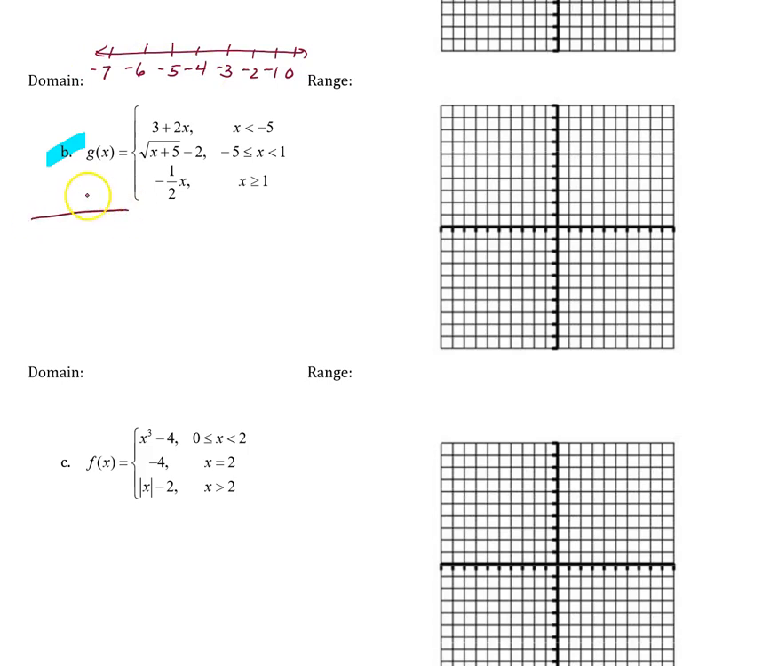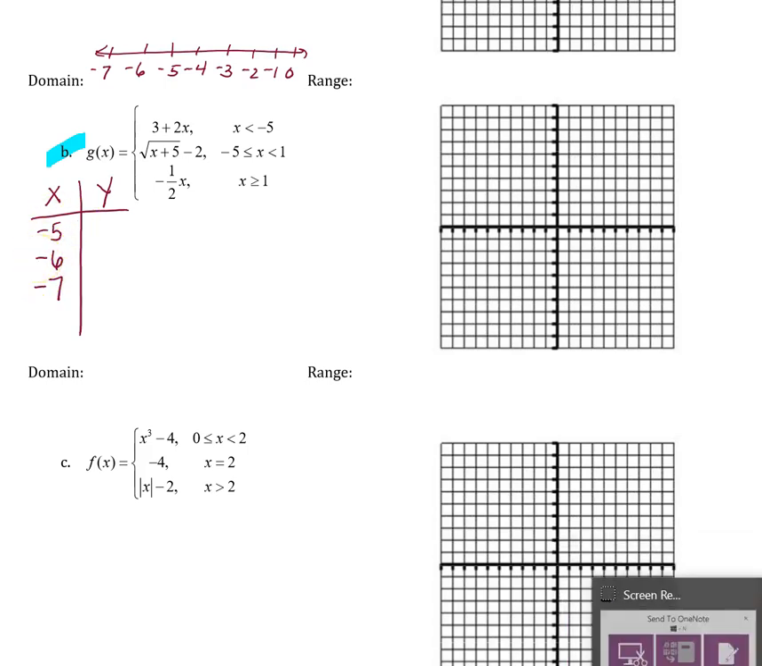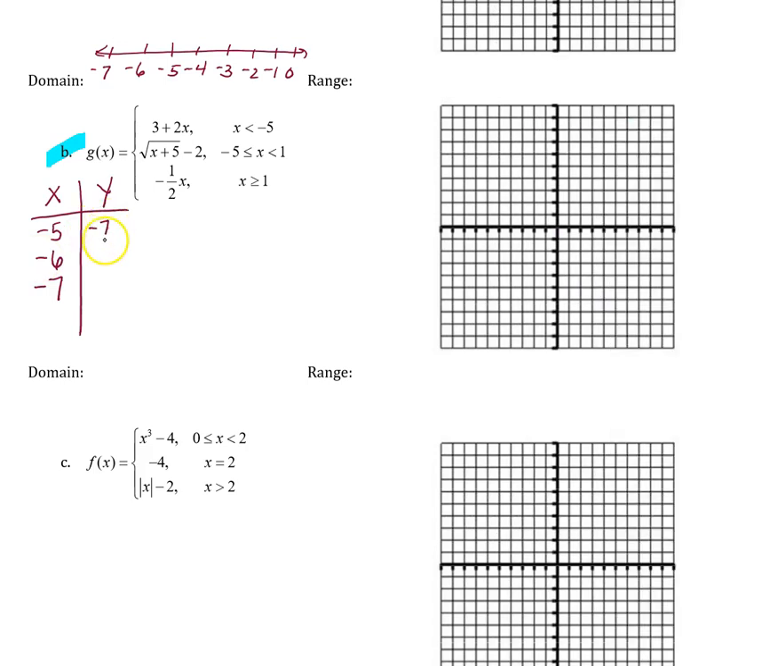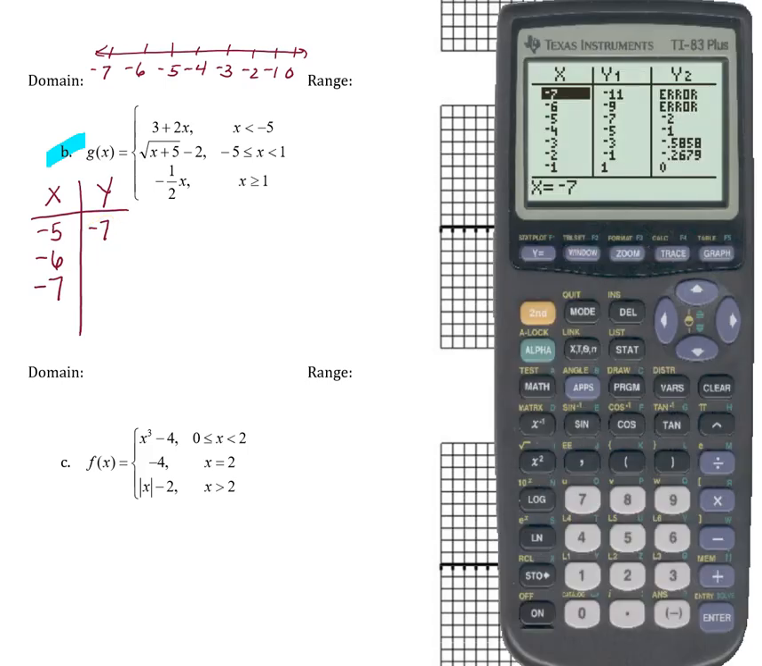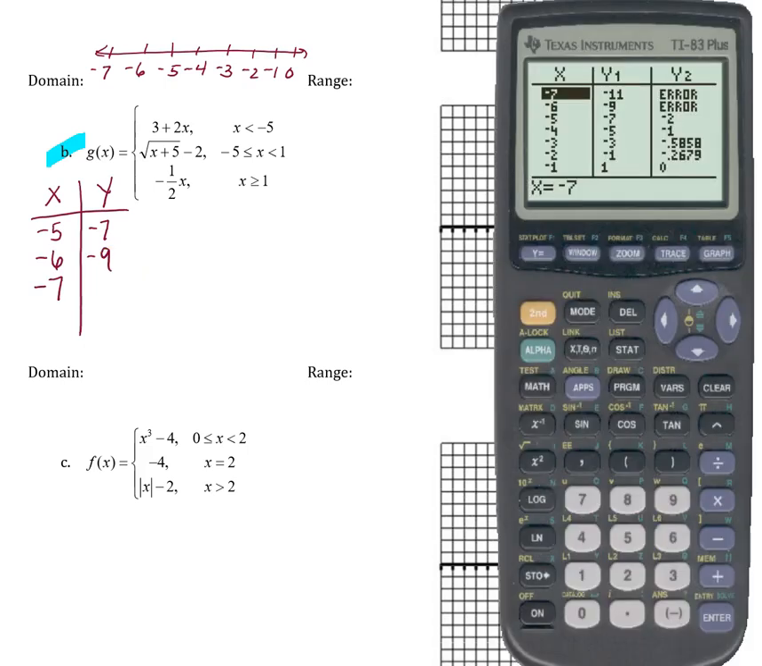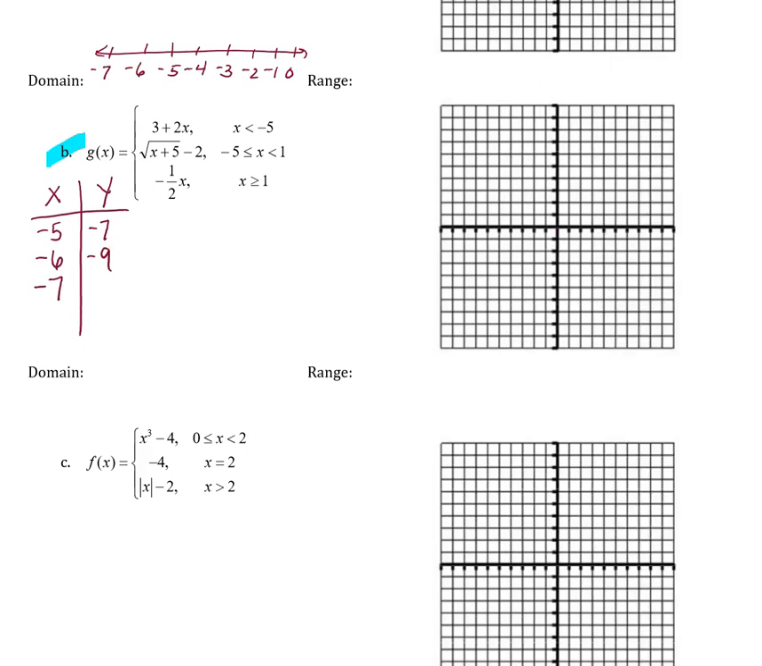Okay, so setting up my first XY table. Because I'm interested in values that are less than -5, that means from the table I'm going to pull up values like -5, -6, and -7. Those are values of x less than -5. So pulling up my calculator, it looks like -5 is -7. And -6 is -9. And -7 is -11.